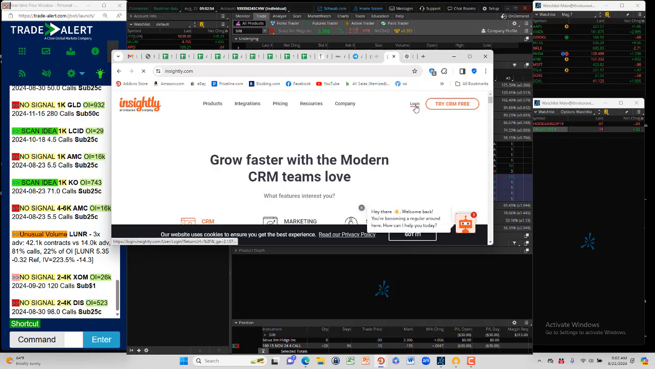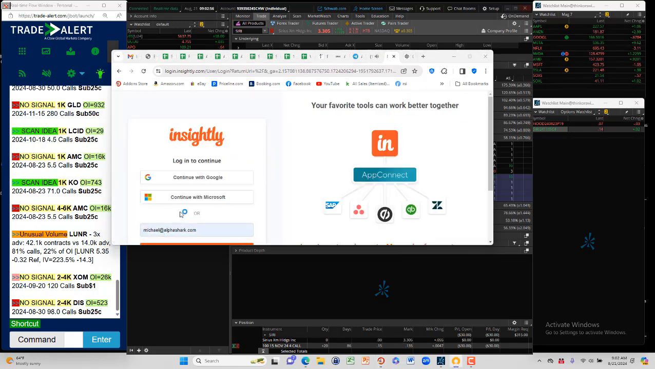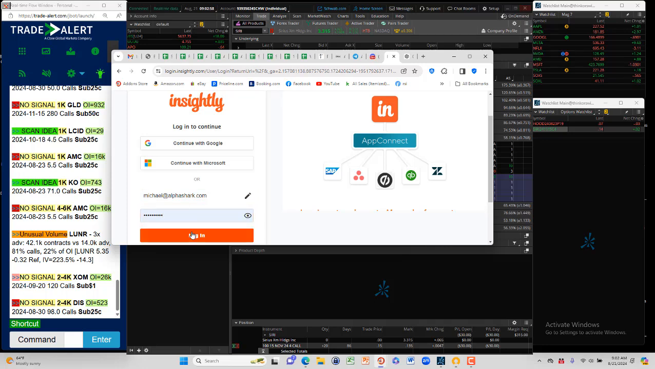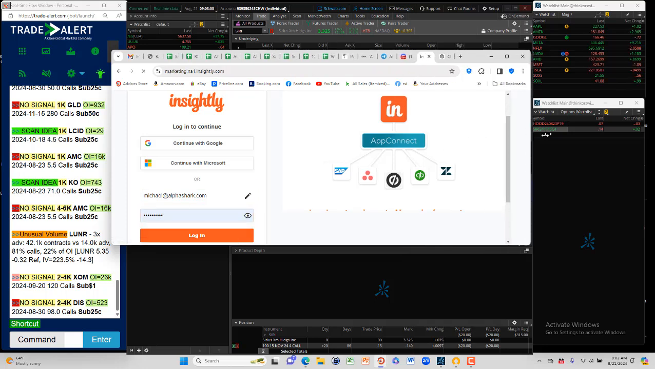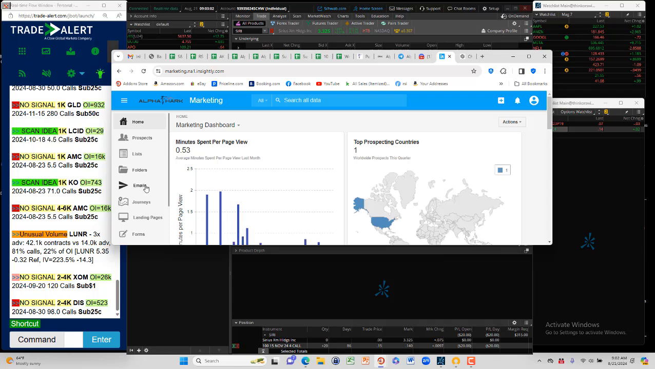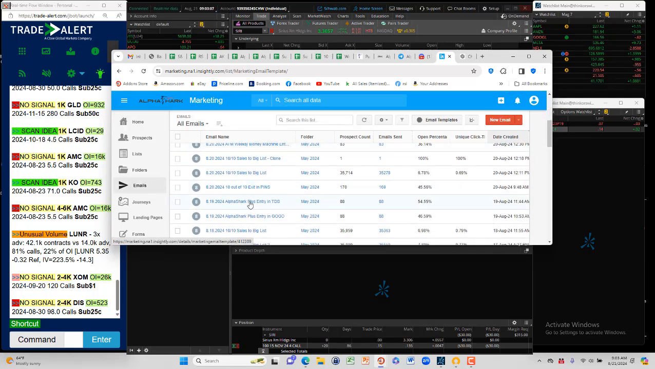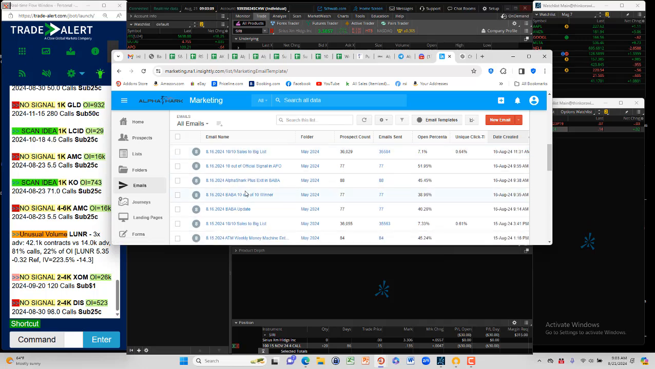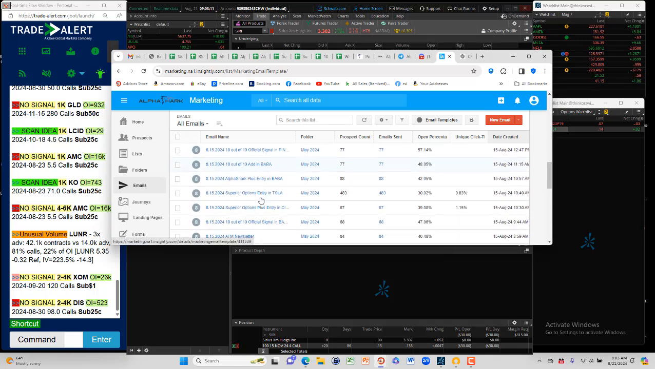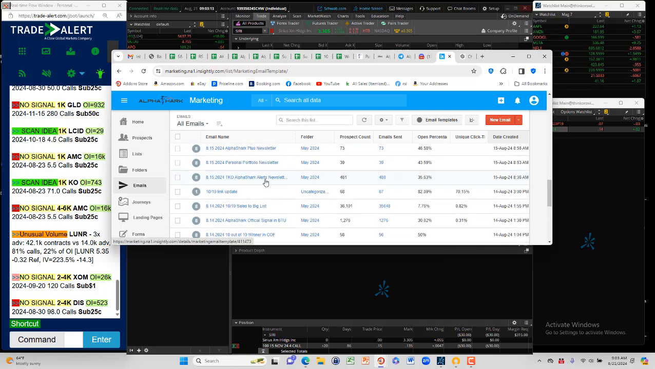So in Insightly, I log in. And then even after Insightly, I have one more step. We have to add it to the portfolio. So you guys know all the open positions and all the closed positions. So we come in here and we go to Alpha Shark. Alpha Shark. Not plus, just Alpha Shark.